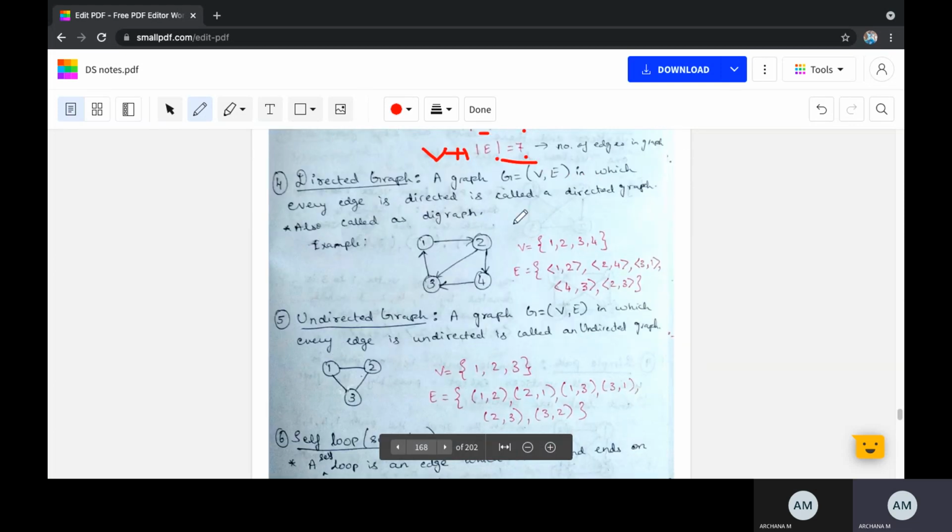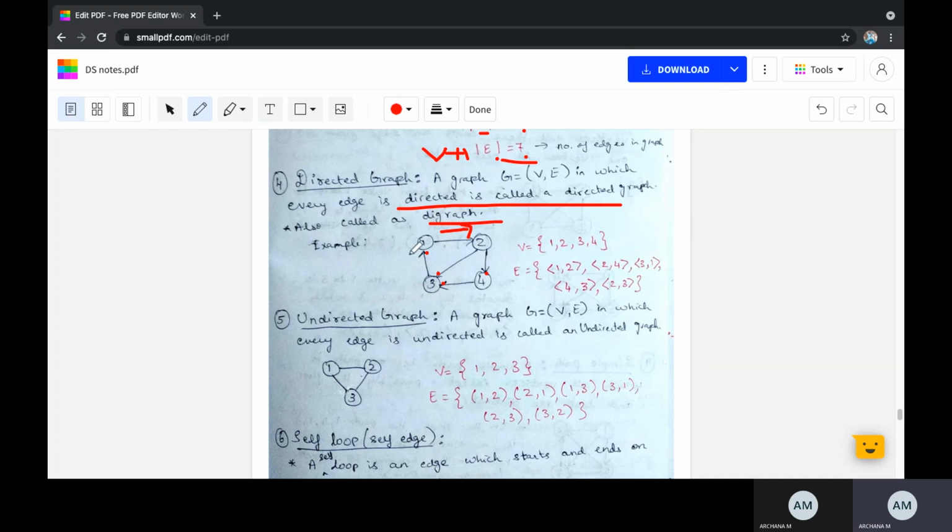Now we will see directed graph and undirected graph. We have seen directed edge and undirected edge. Now we will see what a directed graph and an undirected graph are. A graph G equals V comma E in which every edge is directed is called a directed graph. That is, every edge has an arrow mark. Look here, there is an arrow mark here, here, here, here. They are all directed. That is, a graph in which every edge is directed is called a directed graph. This is also called a digraph.